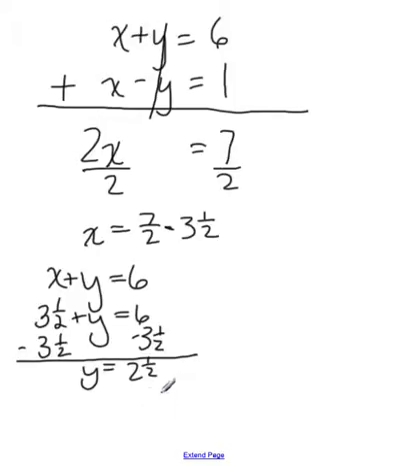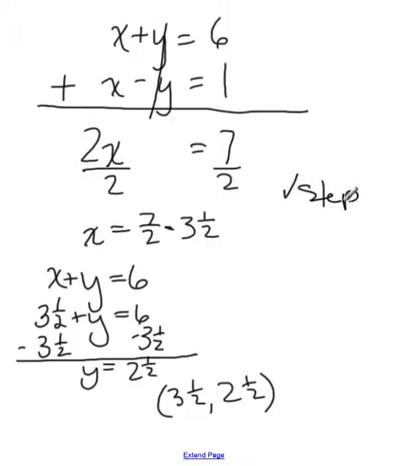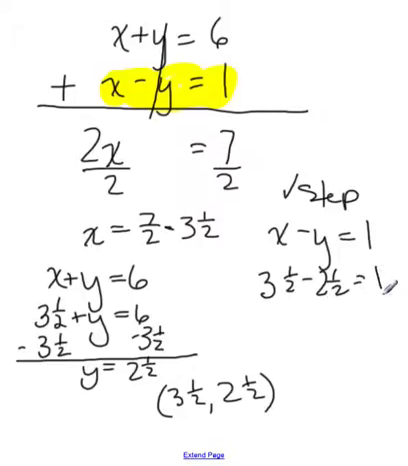So now my solution is 3.5 for x, 2.5 for y, which is what I got using the graphing method, but this didn't involve any graphing at all. To check my solution, here's my check step. I'm going to use the other equation, the one that I didn't use at the very end when I plugged in. I didn't use that down here at the bottom, so I'm going to use that one now. x minus y equals 1. And I'm going to plug my point in and see if it works in this equation. So I've got 3.5 minus 2.5. And does 3.5 minus 2.5 equal 1? It does. So I know I got it right.